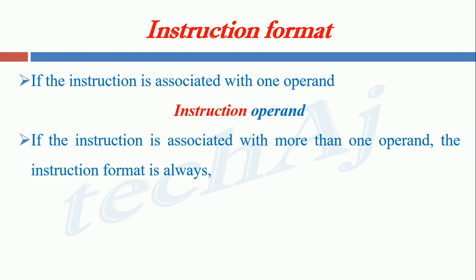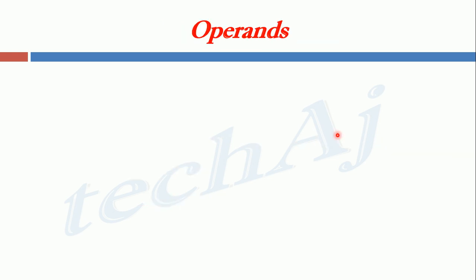If an instruction is associated with more than one operand, the instruction format is always instruction followed by the destination operand, comma, source operand. Now we will discuss what are different possible operands in 8051 instruction set. The operand can be accumulator register A, register B, data pointer register DPTR.